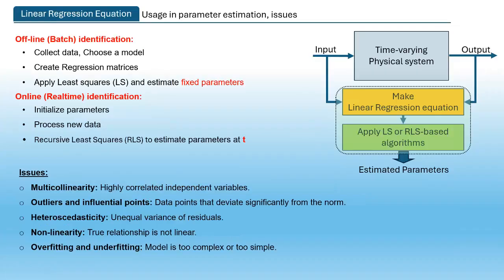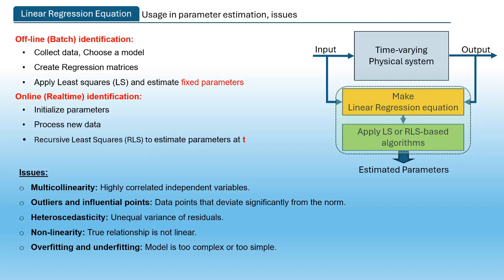Here are two methodologies that leverage the structure of a linear regression equation to estimate unknown model parameters. We refer to the procedure for either of the methods. Number one is offline or batch identification. It starts with gathering a dataset with input and output values. After that, selecting a suitable regression model, let's say linear or polynomial and so on. Then, using methods like least squares to determine the model parameters. Finally, validating the model's performance on a validation dataset.